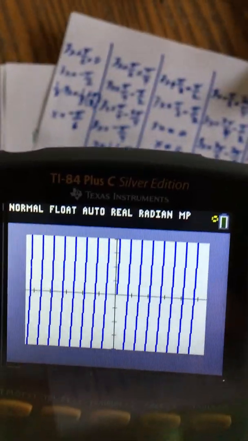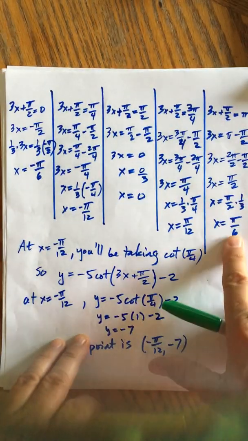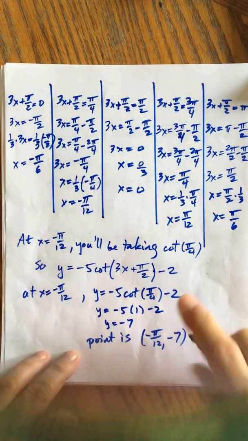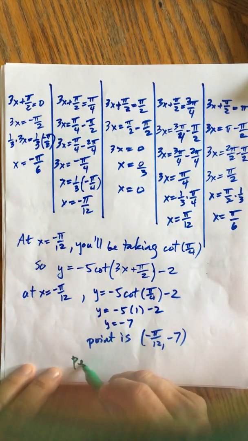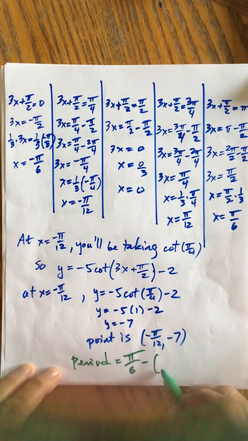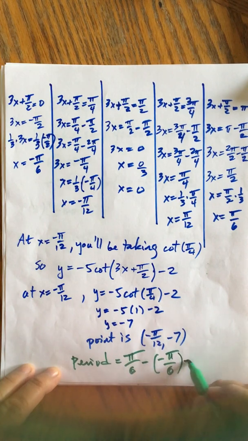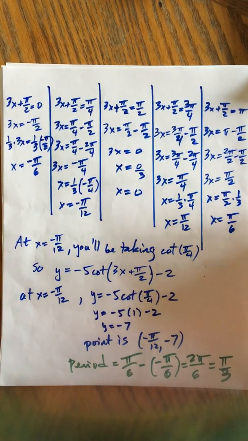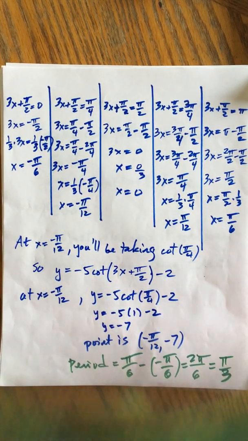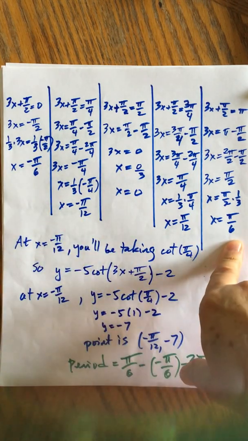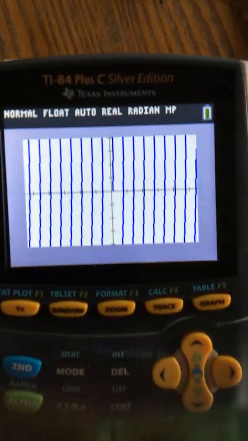And what I would say is here the period is end minus beginning. So pi over 6 minus a negative pi over 6 is 2 pi over 6. So that's pi over 3. So you know that it's not a very large period. So maybe you want to go back a little more than negative pi over 6 and forward a little more than pi over 6. I might do pi over 4 just so you can see it.